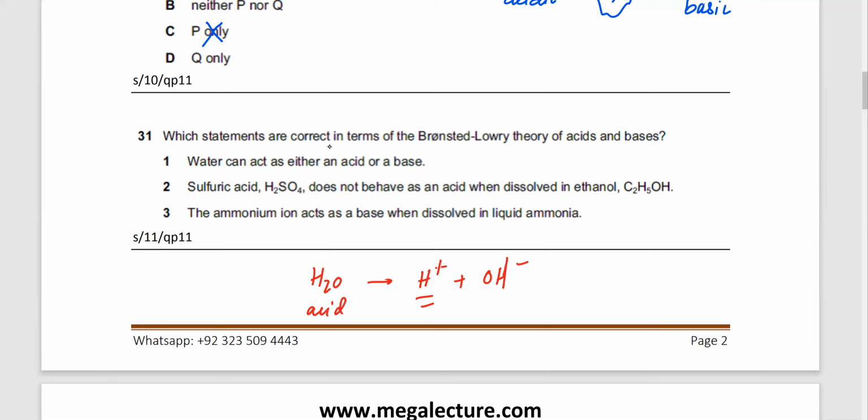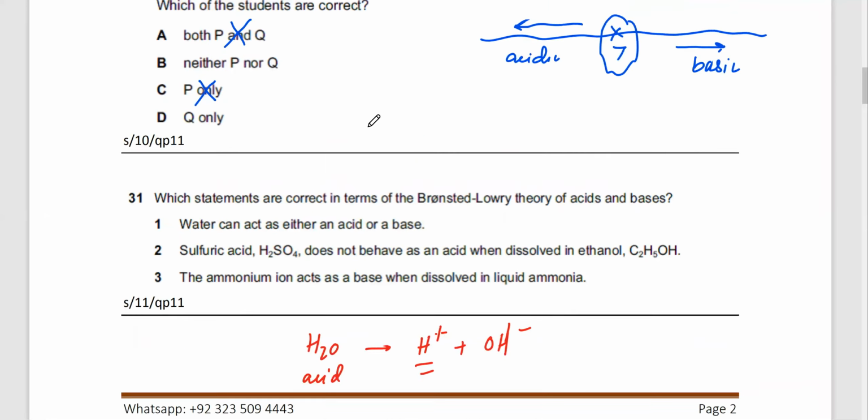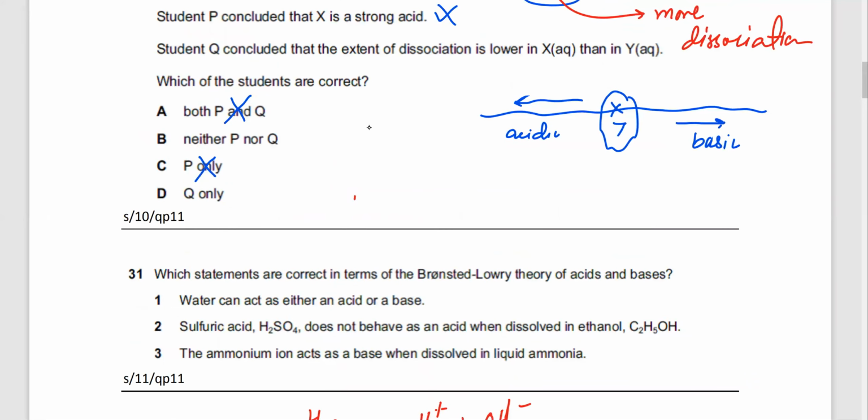But at the same time, I told you that if you have water and you react it with HCl, the HCl would dissociate, ionize, and produce the hydronium ion. Water has lone pairs which can directly bond and capture H+ ions in the solution. So water can act as a base as well. So the first statement is correct.